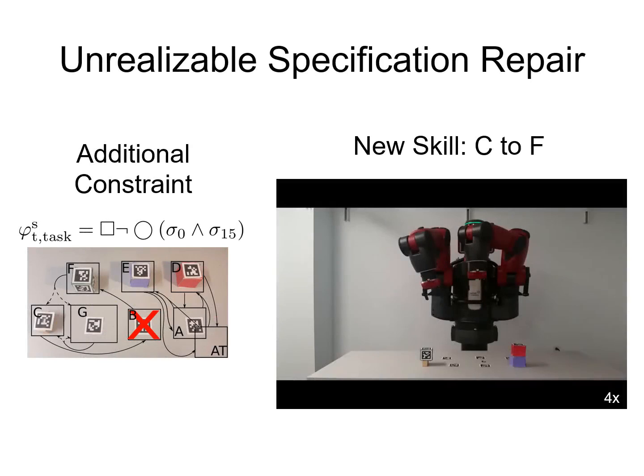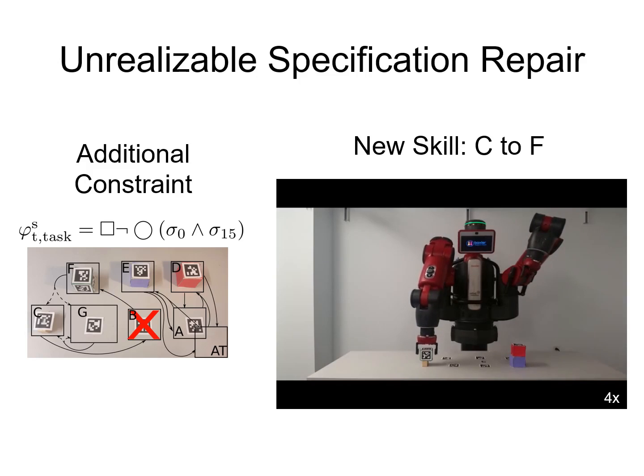Some user-defined specifications may be unrealizable, such as if we add the constraint that the green block, block 3, never be in location B, as shown on the left. In this case, we leverage the counter strategy to find a new skill for the robot that makes the specification realizable. In this case, a skill moving the block from C to F is found to repair the specification.